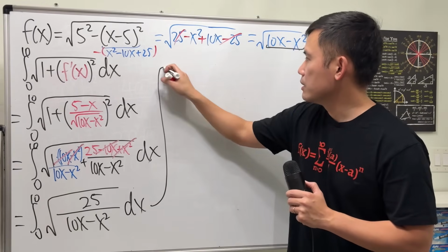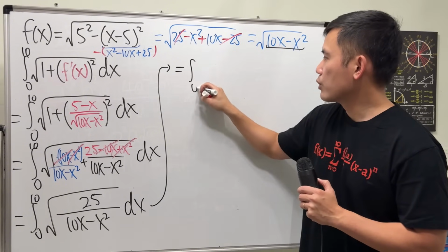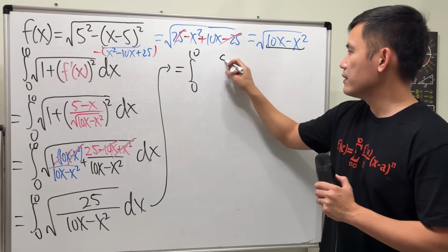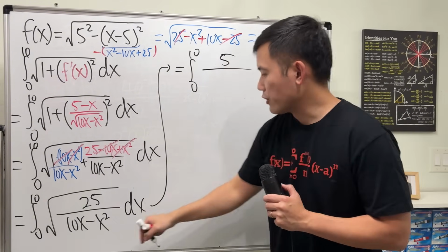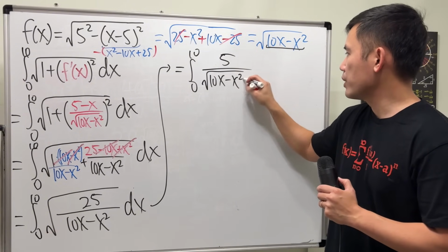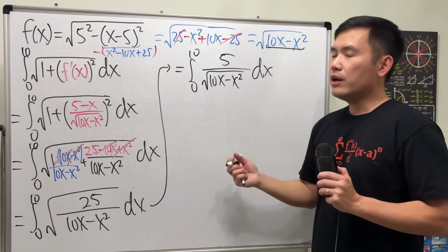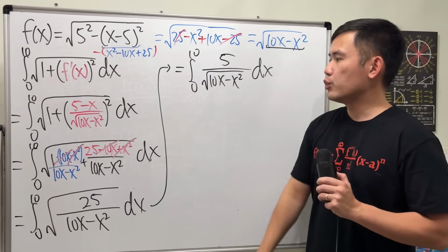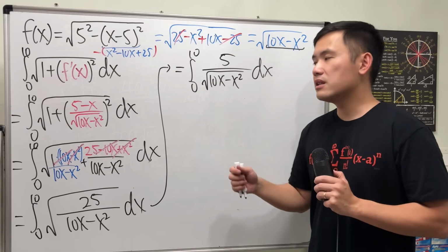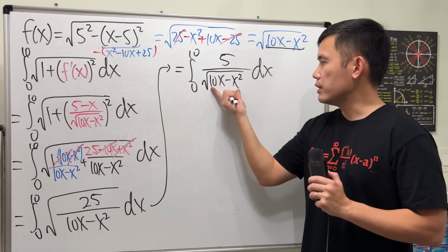I'm going to put down this right here. That will be the integral going from 0 to 10. Square root of 25 is just 5. Over square root of that, I will have to keep it. That's 10x minus x squared. And now imagine that this is the integral that you have to do from scratch. How would you do it? The answer is you will have to complete the square for this.